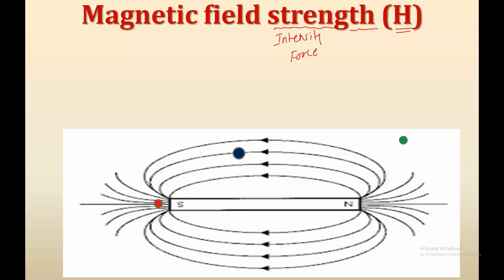It indicates that the strength of the magnetic field is very strong near to the magnet, and if we move away from that magnet, the strength goes on decreasing. Do you agree with my point?